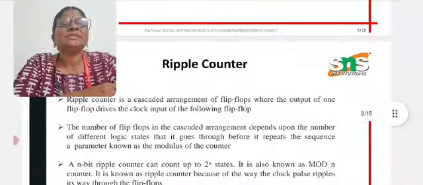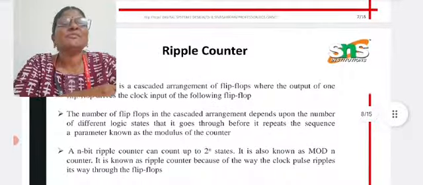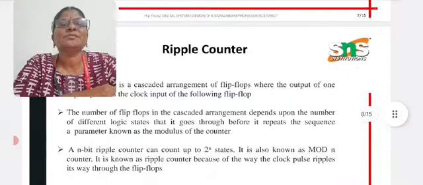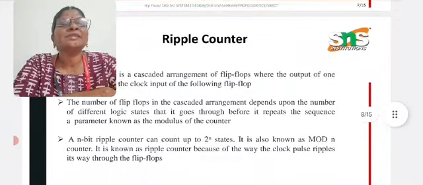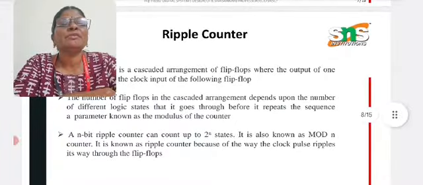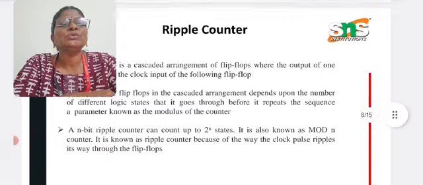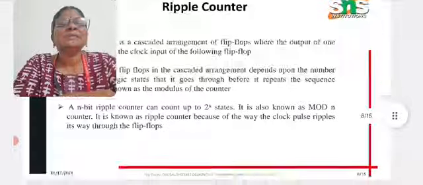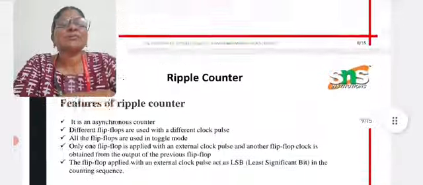Coming to the ripple counter, it is a cascaded arrangement of flip-flops where the output of one flip-flop drives the clock input of the following flip-flops. The number of flip-flops in the cascaded arrangement depends upon the number of logic states that it goes through before it repeats the sequence, a parameter known as the modulus of the counter. An n-bit ripple counter can count up to 2 power n states. It is also known as a mod n counter. It is known as a ripple counter because of the way the clock pulse ripples its way through the flip-flops.